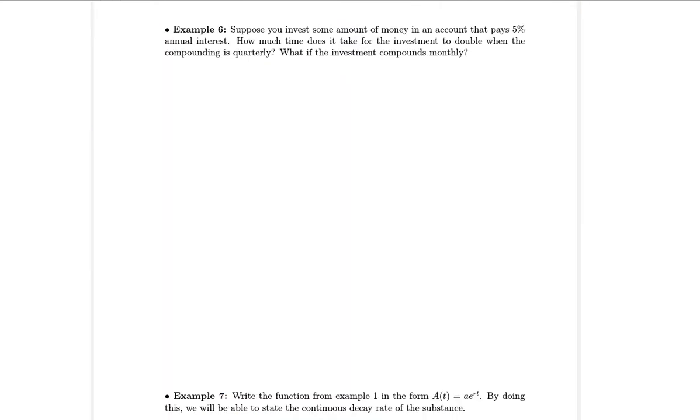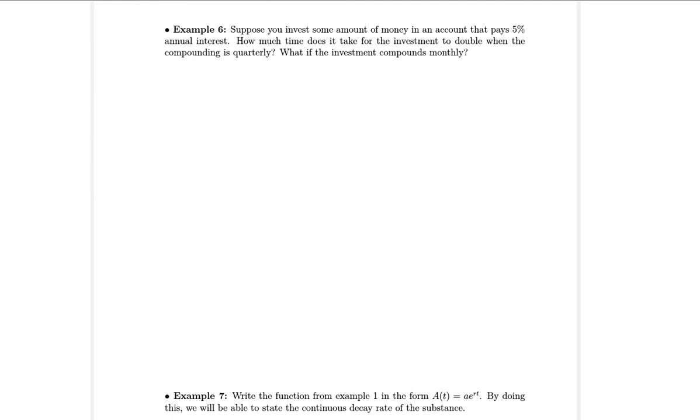All right, now what I want to do in this example is go back to a topic we've already discussed, which is investing money in an account that earns compound interest. So it says, suppose you invest some amount of money in an account that pays 5% annual interest. How much time does it take for the investment to double when the compounding is quarterly? What if the investment compounds monthly?